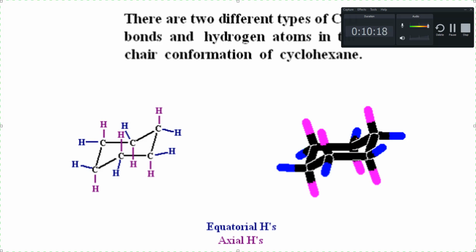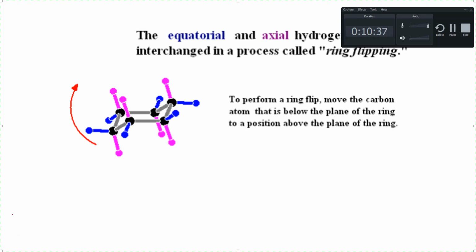Each carbon will have one axial position and one equatorial position. Each carbon will also have one position that is above the plane of the ring and one position that is below the plane of the ring. So we'll come back to that in a moment.